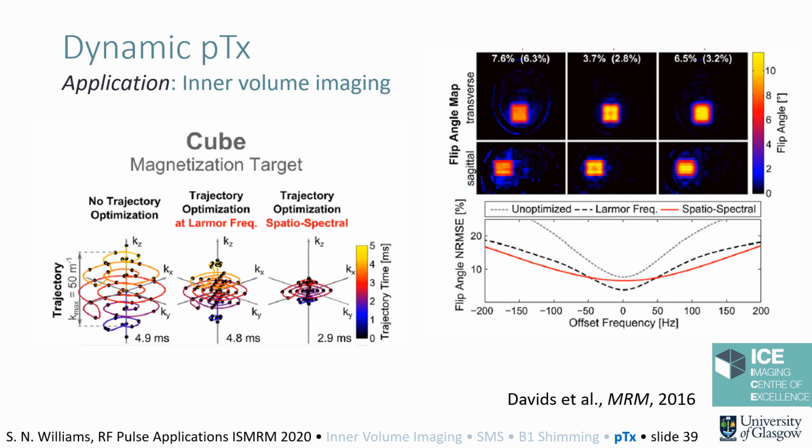I've already given some previews that pTx can also be used for improved inner volume imaging. Matthias Davids et al. used pTx to create a 3D cube excitation. In the pTx pulse design, they also included gradient optimization and introduced B0 robustness with off-resonance terms in the design system matrix. Here we show one of the 3D trajectories, a stack of spirals, which produced a pTx pulse cube excitation that varied between 2.9 and 4.9 milliseconds based on the trajectory optimization.